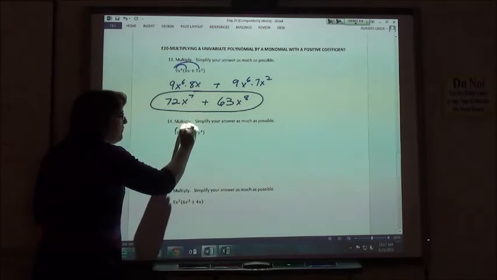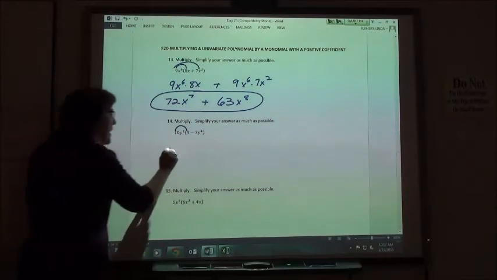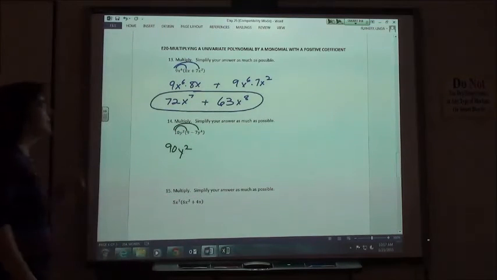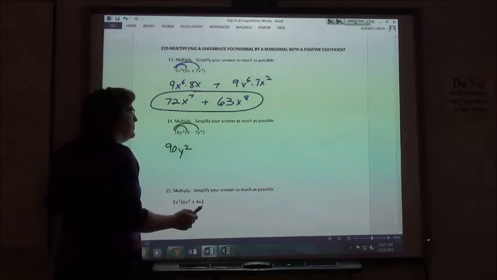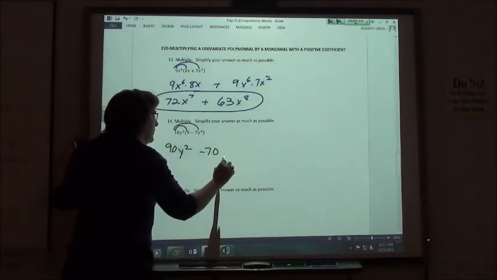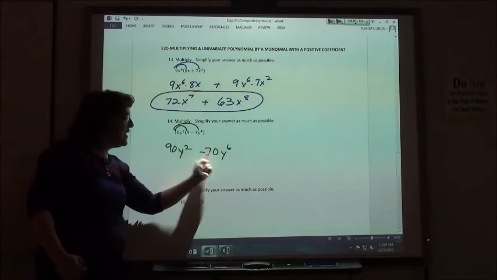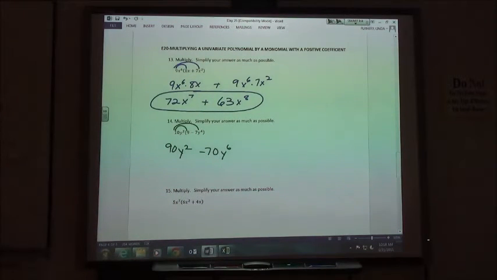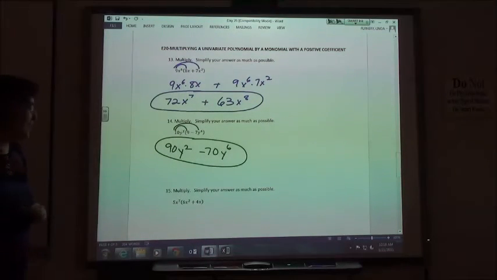So if I multiply my first ones together, 10y squared times just a plain 9 would give me 90y squared. And then if I take my 10y squared times my negative 7y to the 4th, I would get negative 7y to the 6th, exactly. 10 times negative 7 is negative 70, and I add my exponents, so 2 plus 4 gives me y to the 6th. And again, they're not like terms. That's just going to be my weird looking answer.